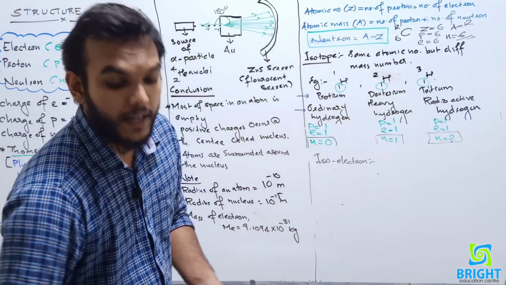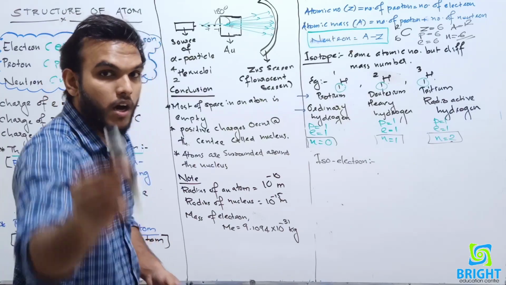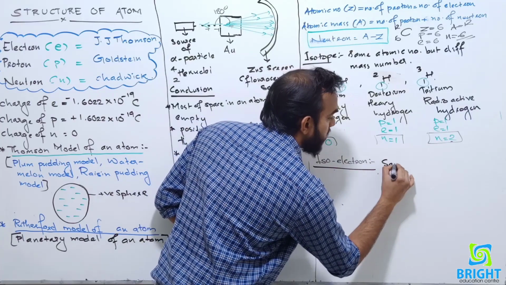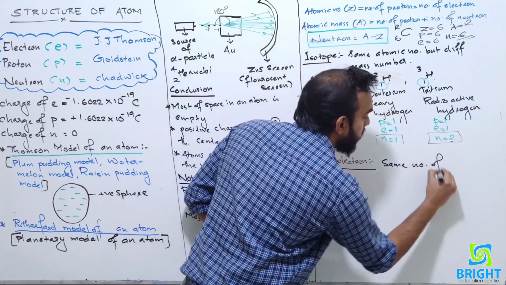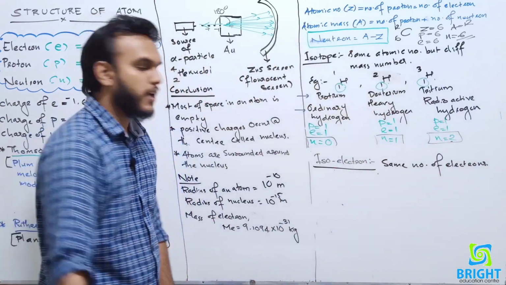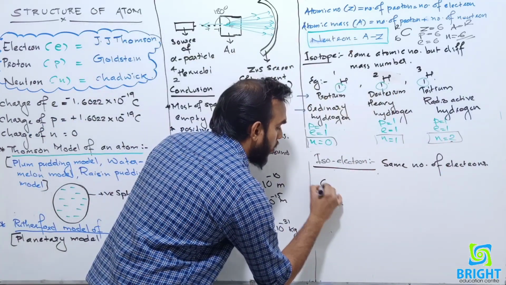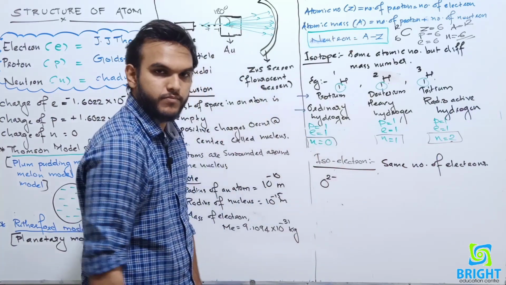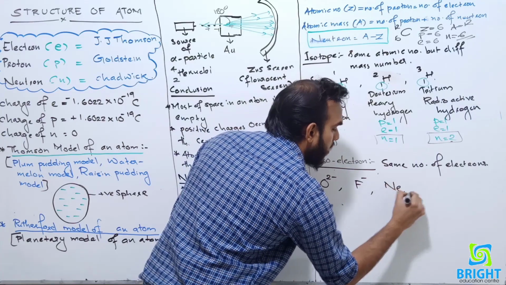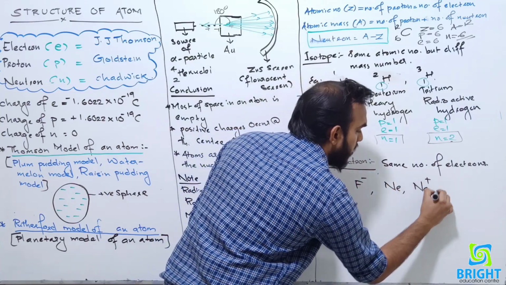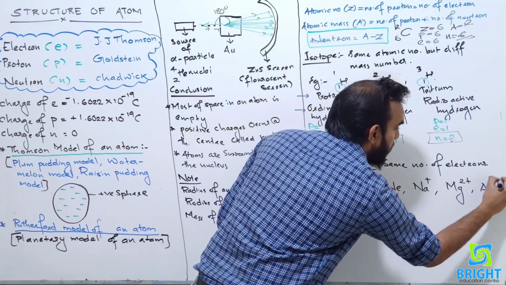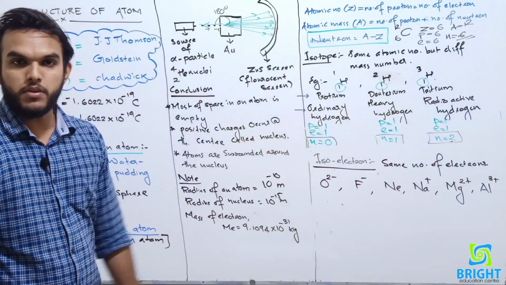Isoelectronic species. The species that have the same number of electrons are known as isoelectronic. For example, O2 minus, then F minus, then neon, Na plus, Mg2 plus, Al3 plus. We are doing all these examples here.